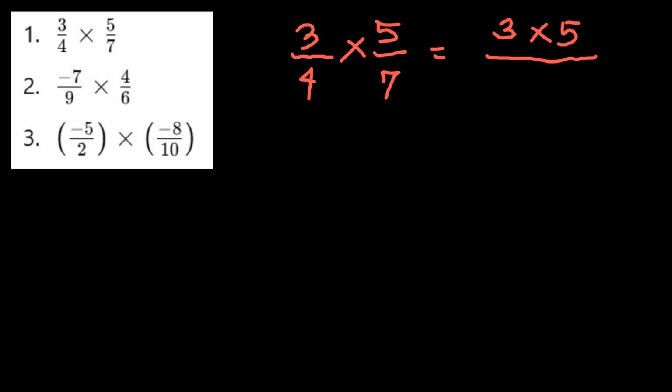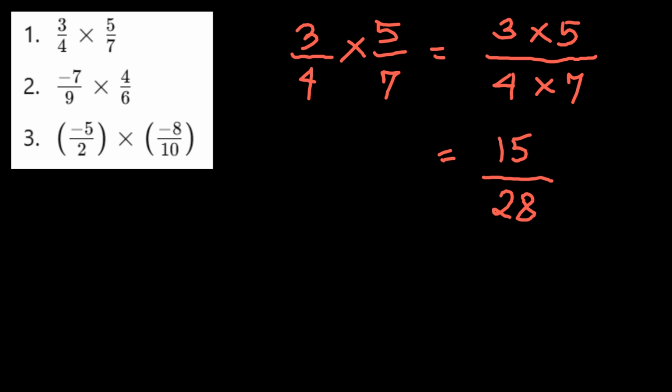Then step two is we multiply the denominators. That is 4 times 7. Multiply the denominators, or the bottom numbers of the fractions, together. So what is 3 times 5? That is 15. Over what is 4 times 7? That would be 28. Now, that is our answer.